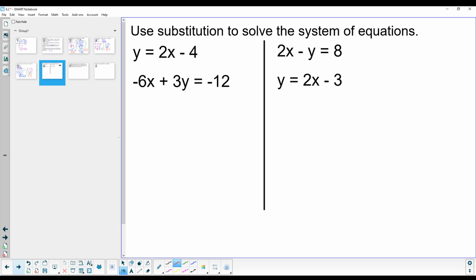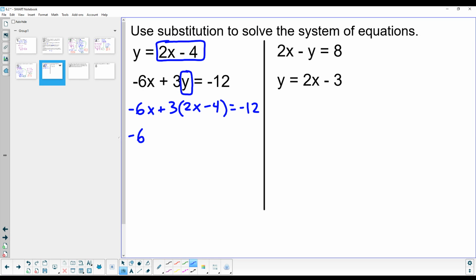All right. So we're going to use substitution here again to solve the system of equations. As you can see, this one has one that's already solved for us. Y equals 2x minus 4. So where I see y in the second one, that's going to be replaced with 2x minus 4. Again, I'm substituting in for y, and then I'm going to have to do the distributive property to start solving this. So negative 6x plus 6x minus 12 equals negative 12.